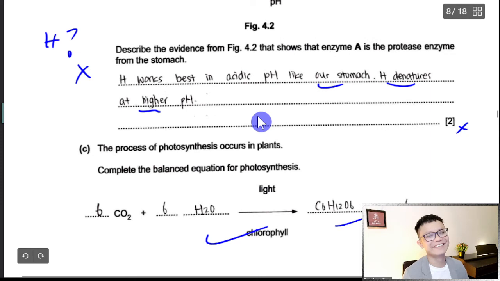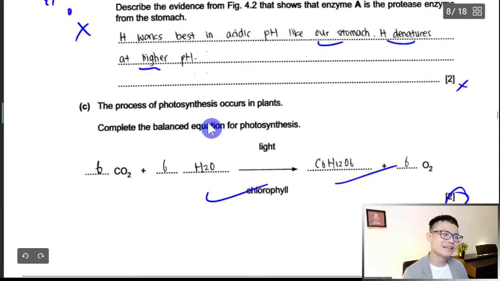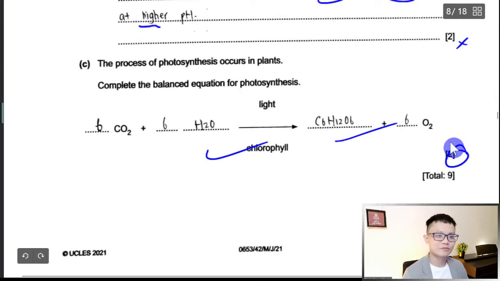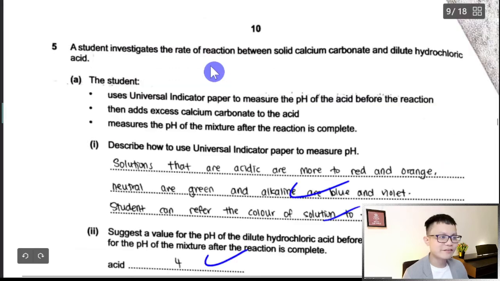Okay, continue to see. The process of photosynthesis occurs in plants. Okay, so it's H2O, CO2, C6H12O6, 6O2. This one very easy lah. We did this many times already. 2 marks. Number 5, a student investigates the rate of reaction between solid calcium carbonate and dilute hydrochloric acid.